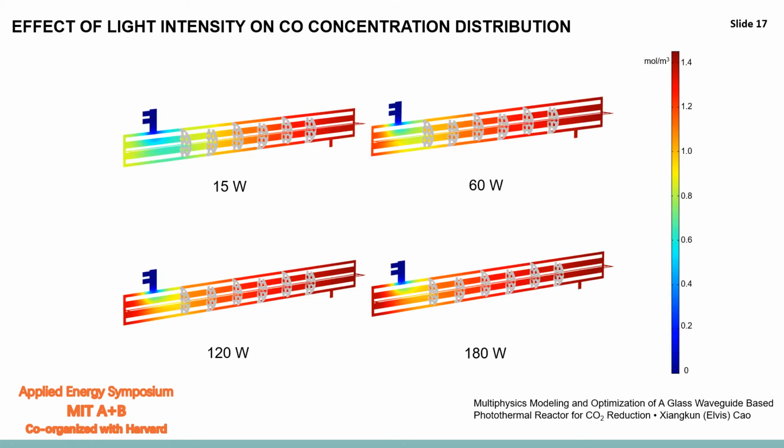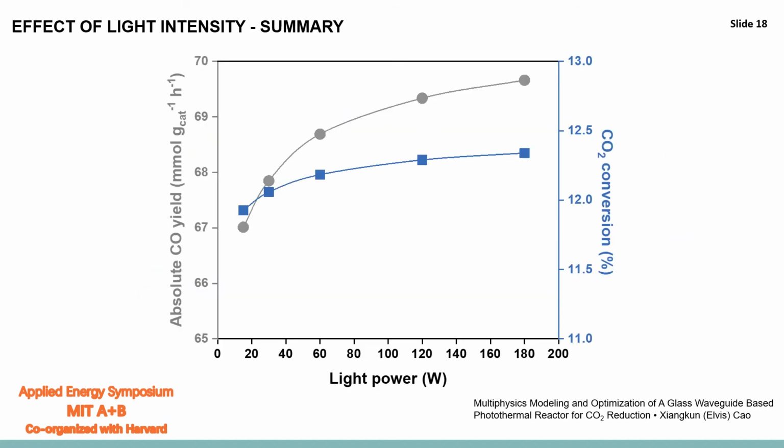Then we studied the effect of light intensity. It's pretty similar to the effect of catalyst mass because they will not affect the pressure field distribution. They will only affect the CO concentration distribution. Here is the summary of the effect of light intensity. With the increased light intensity, the absolute CO yield as well as the CO2 relative conversion will both increase.